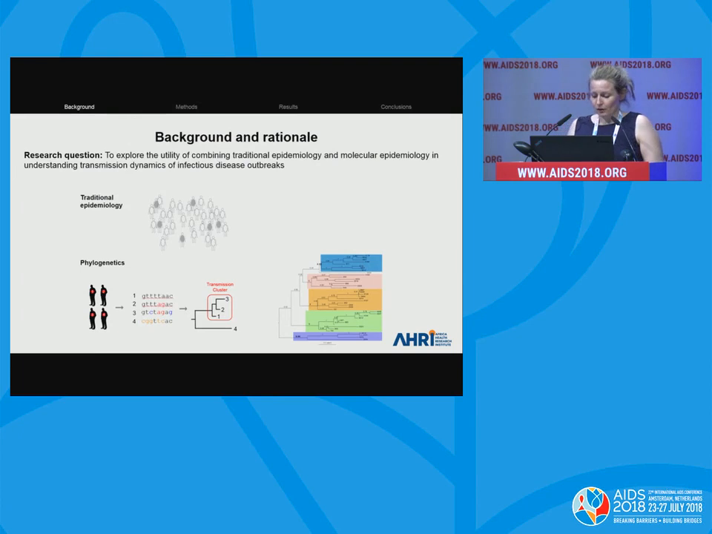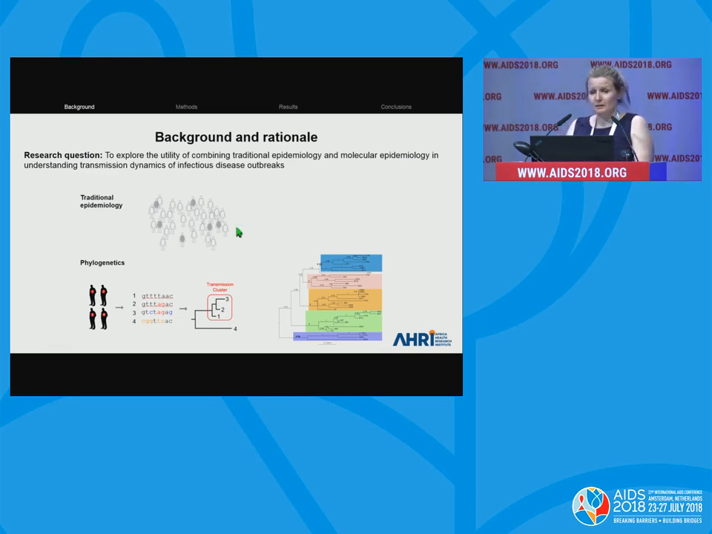So the overarching theme of this work was to explore the utility of combining traditional epidemiology and molecular epidemiology in understanding transmission dynamics of infectious disease outbreaks. Traditionally, we've used classical epidemiology, which is a bedrock of surveillance techniques, and it provides data on which public health interventions have been based historically. And while it's fantastic and has led to many advances, it is associated with some limitations.